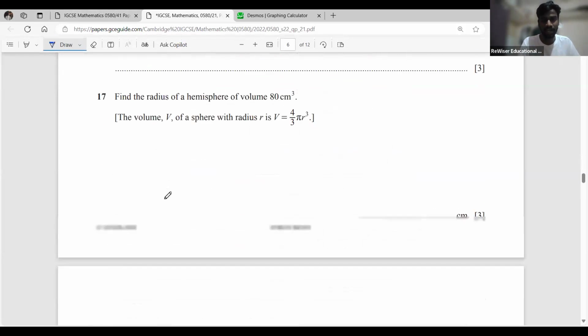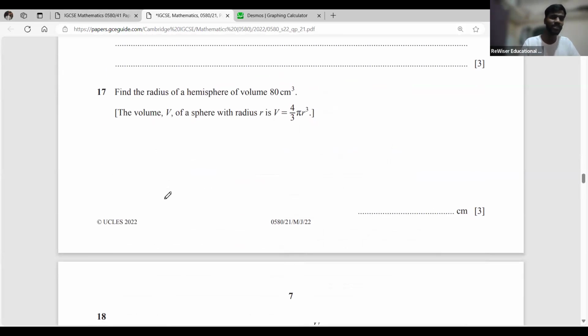And next, we have question number 70. Here, of course, the terminologies are different. It looks like a question from solid geometry, but the formula is given, the volume is given, and we need to find out the radius. So it is just algebra. You have to substitute and solve it. So volume is nothing but 80. So it's going to be 80 equals 4 by 3 pi r cube.